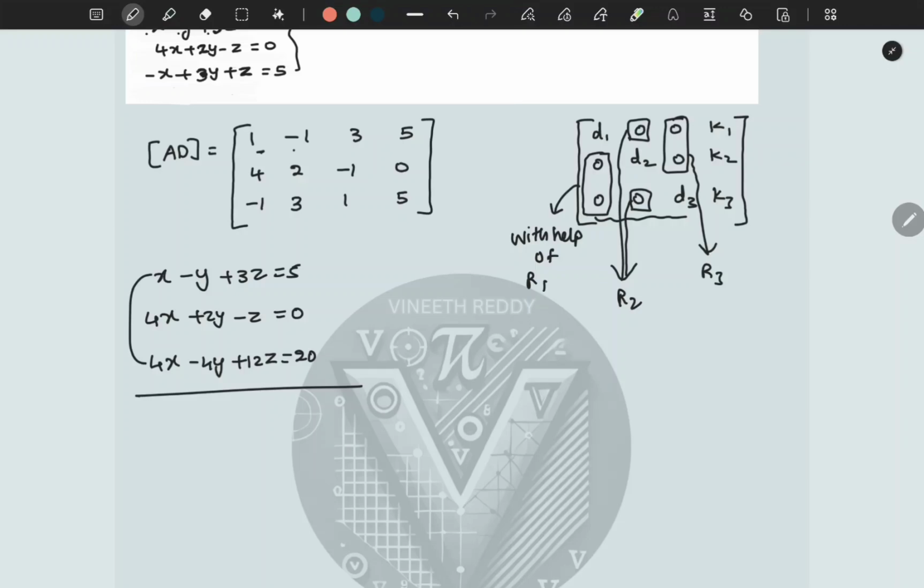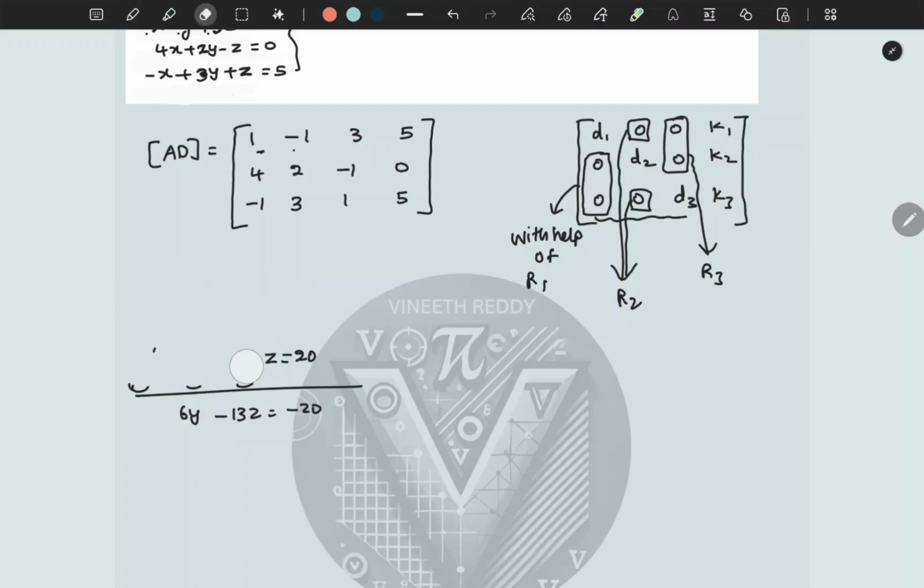Now what can I do? I can simply subtract this equation from this equation. So what do I get? I get 2y plus 4y is 6y, minus z minus 12z is minus 13z is equal to minus 20. So we will be doing this only, right? Throughout the method we will be using this only. We will multiply one equation with a number and then try to subtract or add depending on the case.